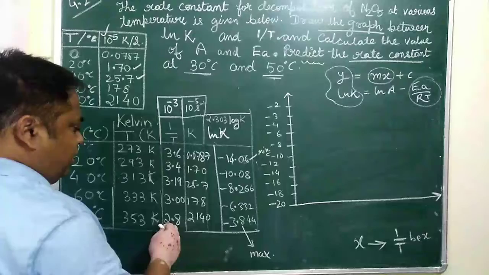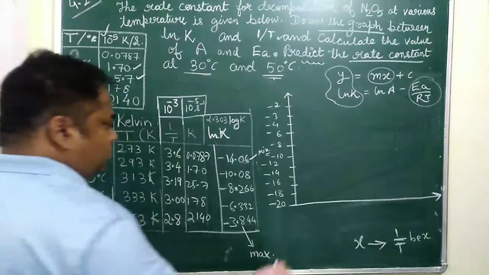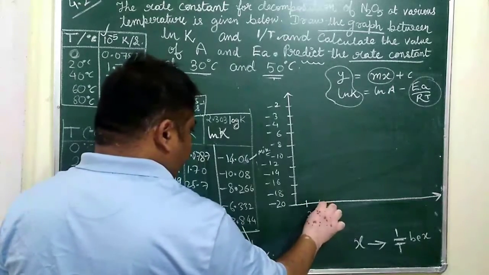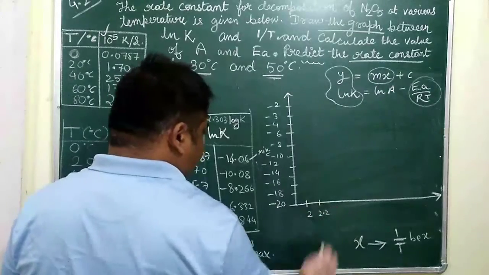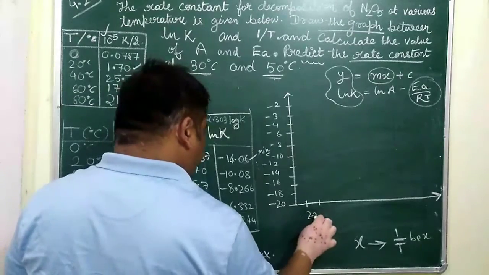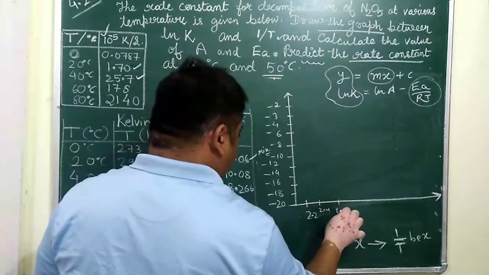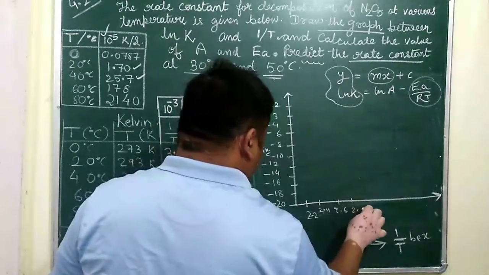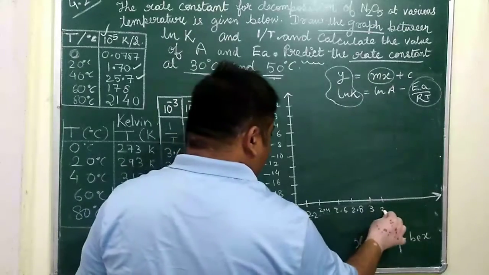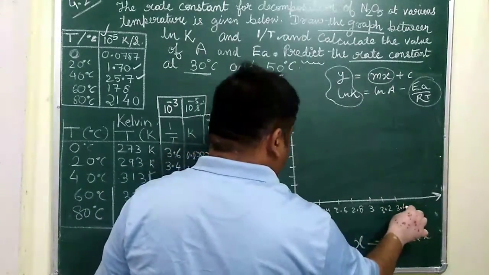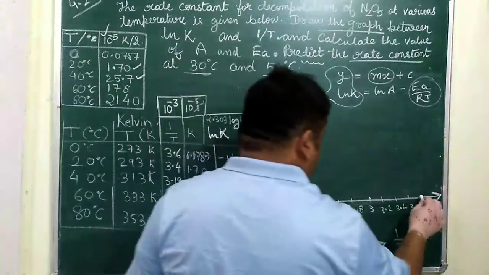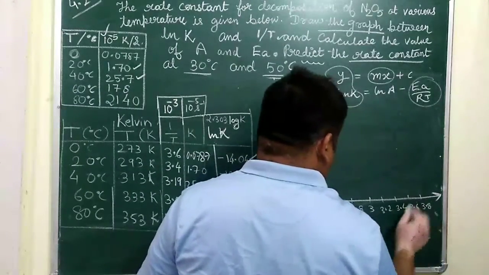In this x-axis, that means 1 by T, let us put these values. Now how are these values? These values are from 2.8 to 3.6. So let us start from here. Let this be 2, then 2.2, or maybe I can start from 2.2 itself. 2.2, 2.4, 2.6, 2.8, then 0.2 is added, so it becomes 3, 3.2, 3.4, 3.6, 3.8 and beyond.